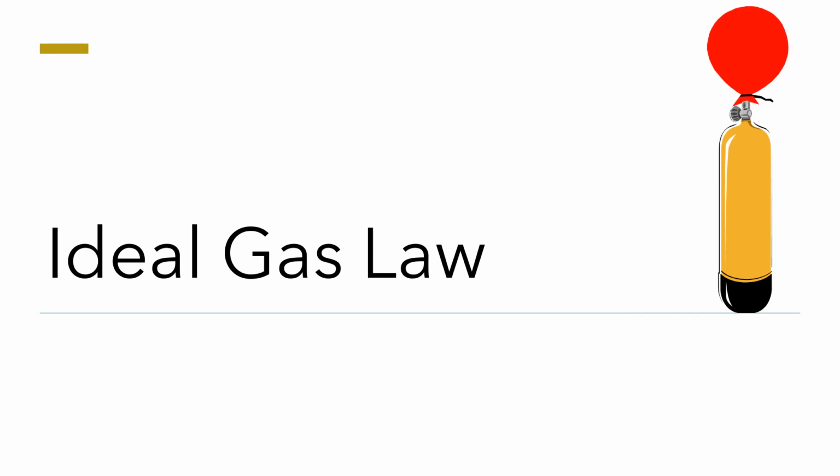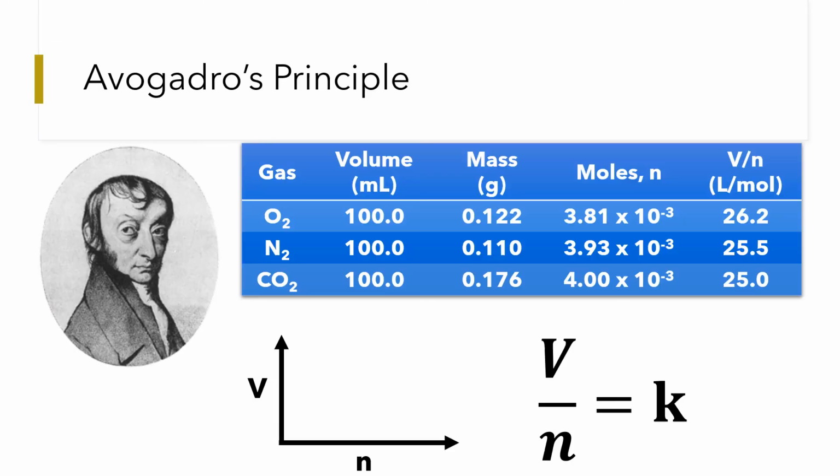So when we are considering the ideal gas law, the gas is behaving ideally, so it has no volume and no attractive forces. We are trying to figure out the relationship between pressure, volume, temperature, and now the number of moles of a gas. So now let's incorporate our number of moles using Avogadro's principle.